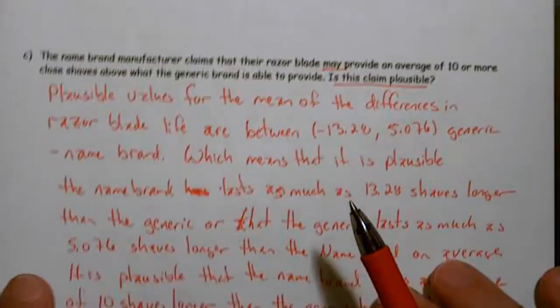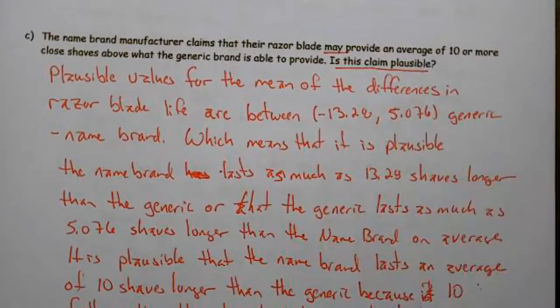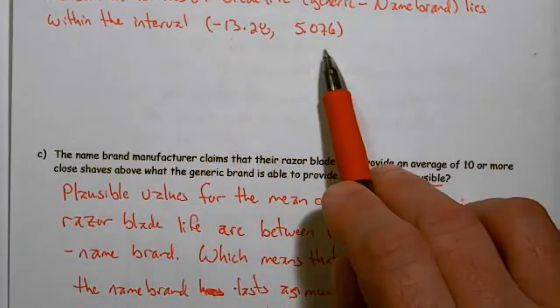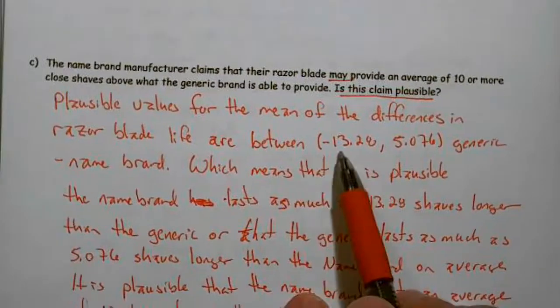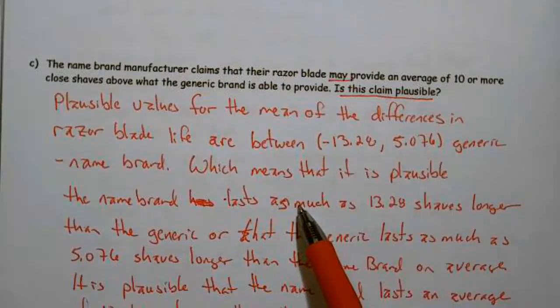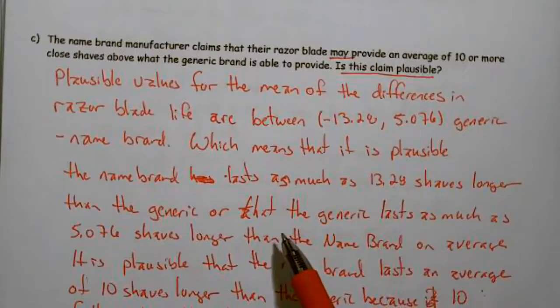All right, so the next question is, the name brand claims that the razor blade may provide an average of 10 or more close shaves above that of the generic. Is this claim plausible? All right, well, 0 lies in the interval, so we can't say that there is a difference, but the question is, is their claim plausible? And the fact of the matter, anything that lies within this interval is plausible. So the plausible values, generic minus name brand, are negative 13.28 to 5.076, which means it is plausible the name brand lasts as much as 13.28 shaves longer than the generic, or the generic lasts as much as 5.076 longer than the name brand.